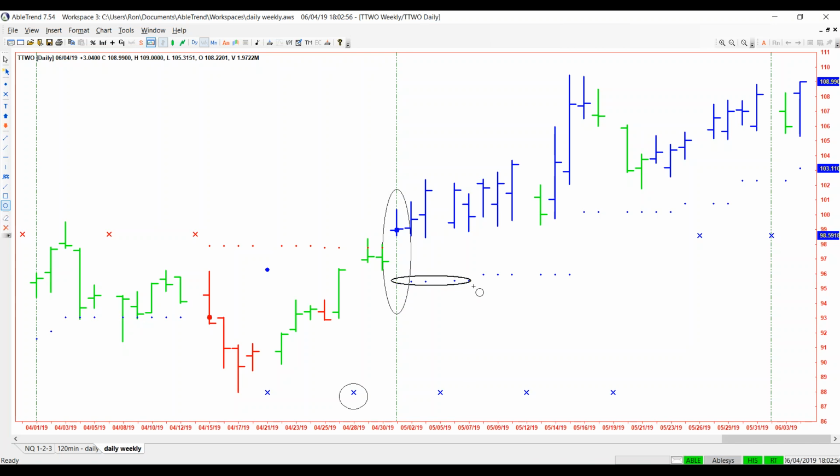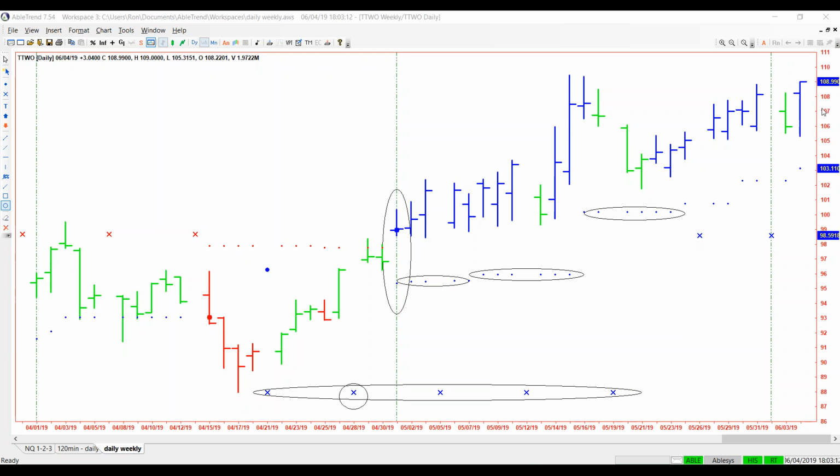This is the support on the daily chart. This is the hidden support on the weekly chart. Able Trend is going to tell us where these roadblocks or walls in the market are. So we've got a blue bar, blue dot, blue X. We entered this trade right around 100, and we're doing really well on this one, as you can see. We're almost at 110, a penny short of 109.